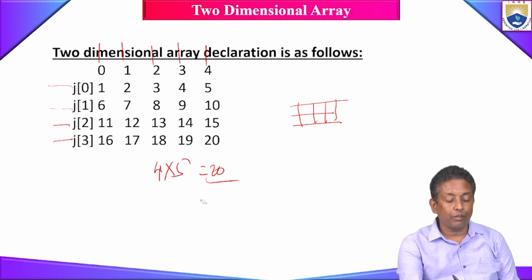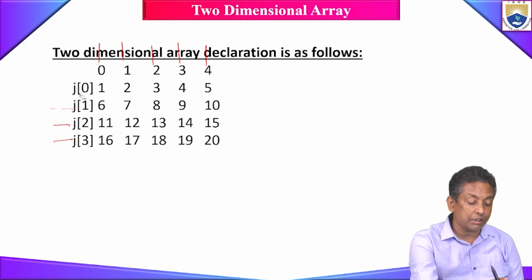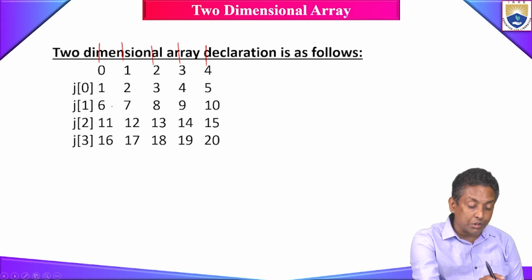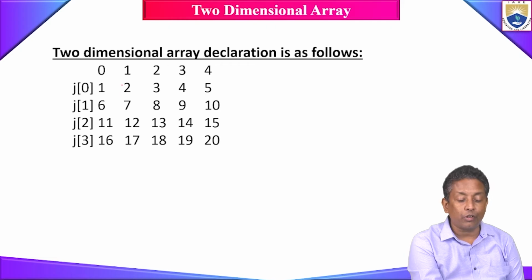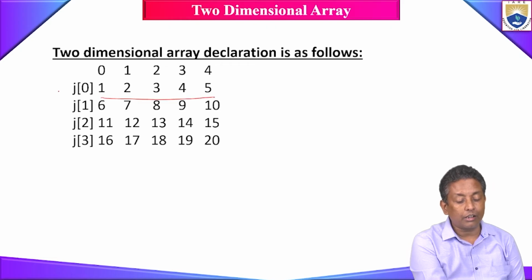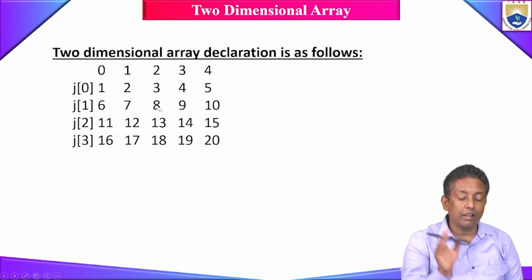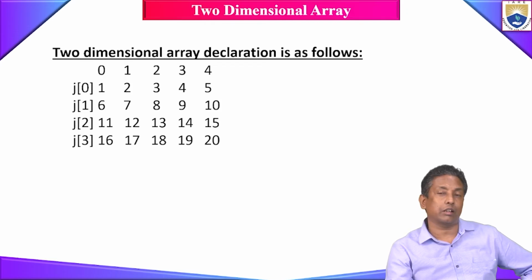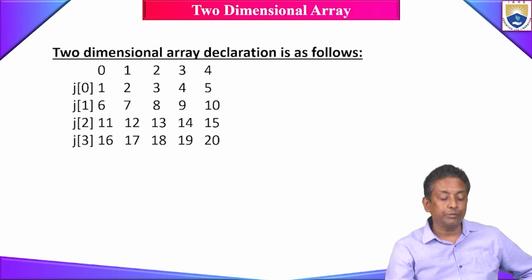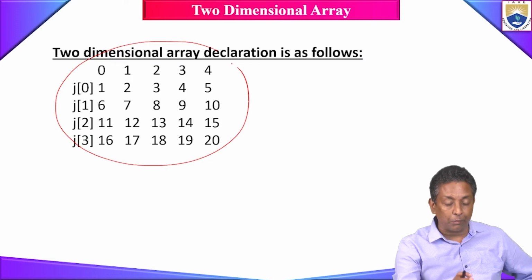So that means we want 4 rows of arrays, and each row should contain 5 elements. Like that we want 4 rows, 4 by 5, 20. So how to declare this array? Especially while declaring a two-dimensional, three-dimensional or n-dimensional array, you should always decide how the array representation should be. You prepare one picture.